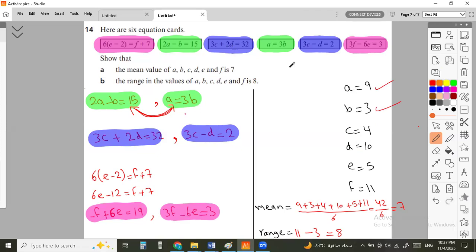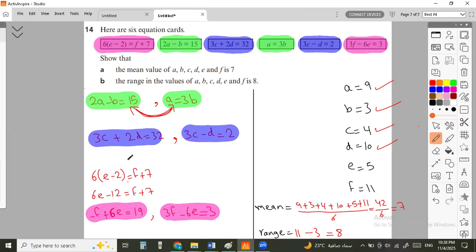You're going to find these two blue equations. You see these two equations in blue? They have C and D, they have C and D, and here it has also C and D. Solve these two simultaneous equations exactly the same way as we did from the beginning of the video. You're going to find that C is 4, D is 10. The last pair of equations is the two in purple. They have E and F. Solve them with each other.